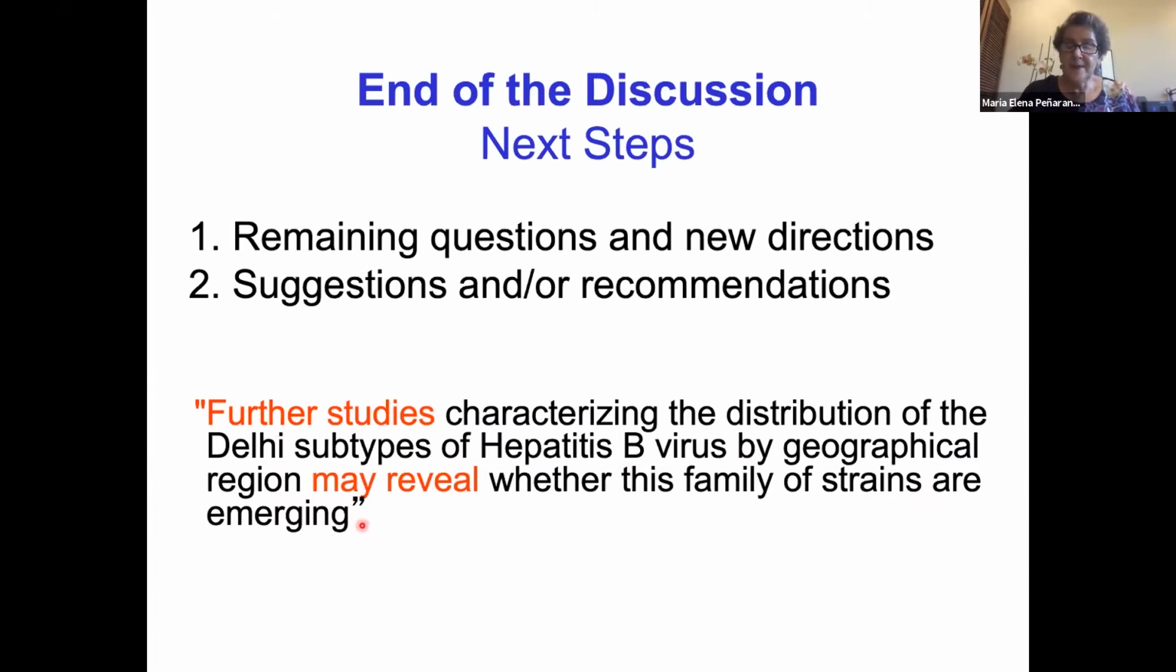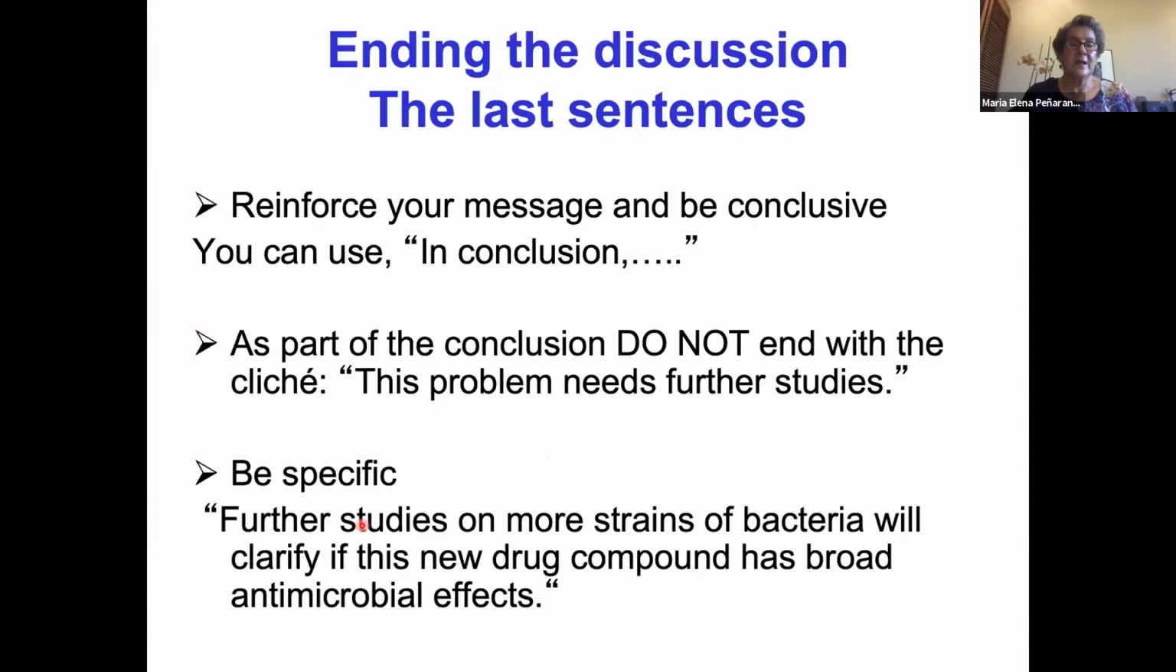So that's just some examples of how you go about the next steps and do it in a way that is pointed and thought out, not general, but specific to what you want to see done. And the last sentences just reinforce your message and be conclusive. You can use "in conclusion."